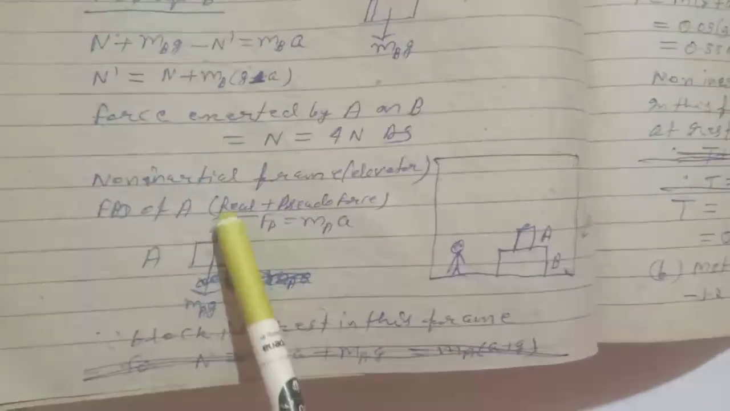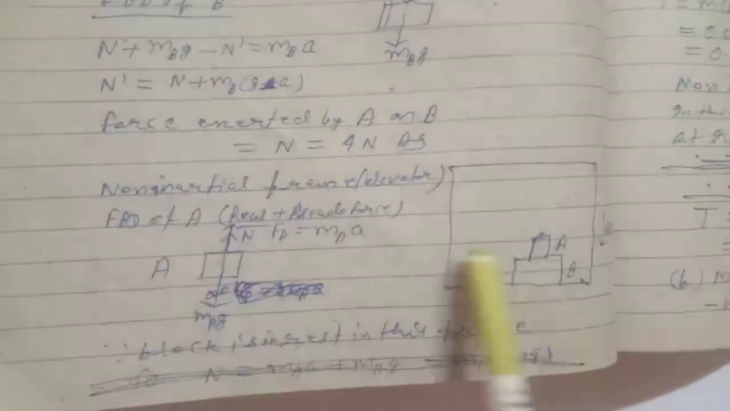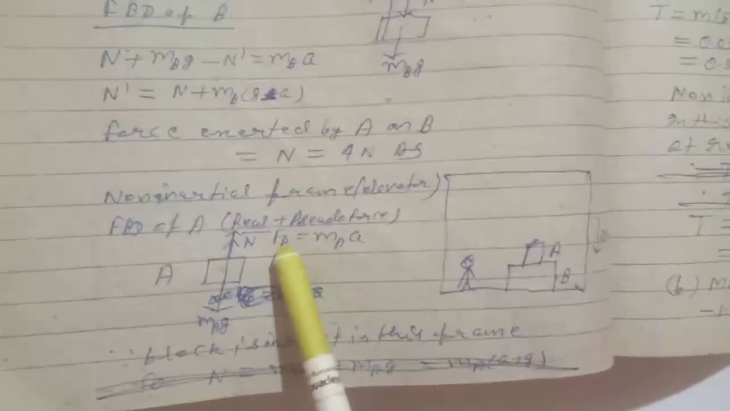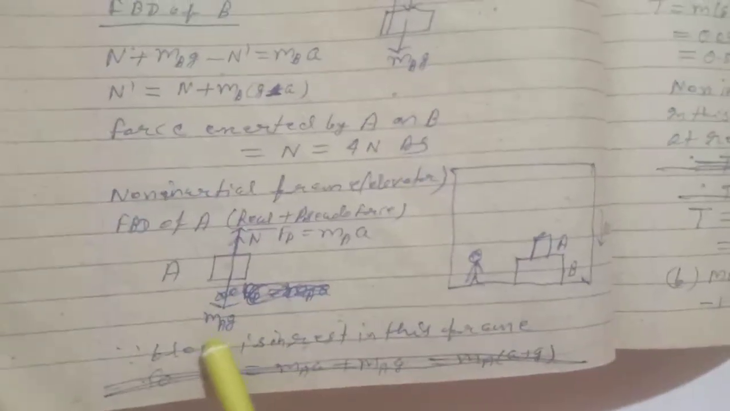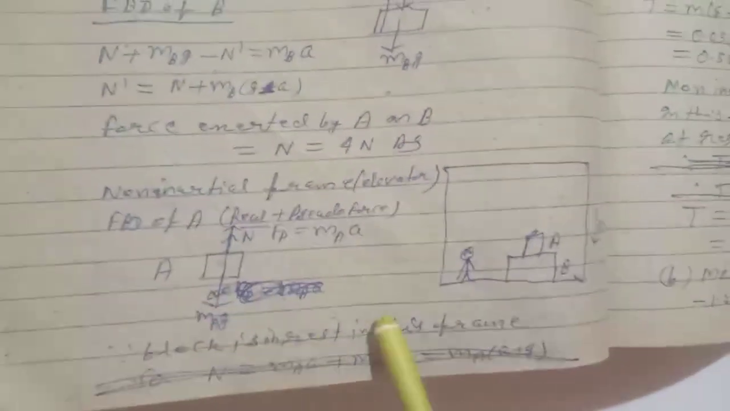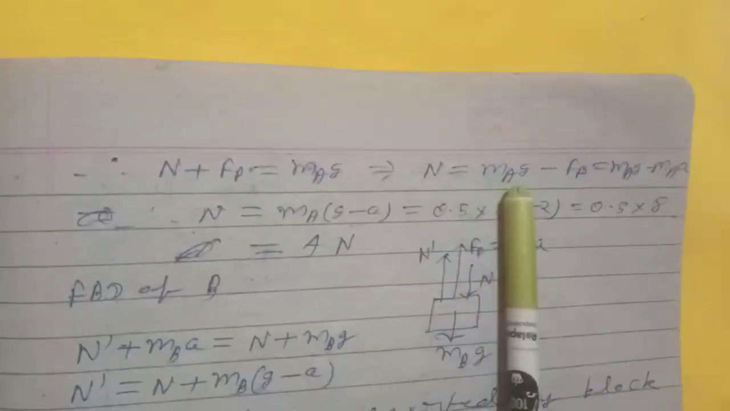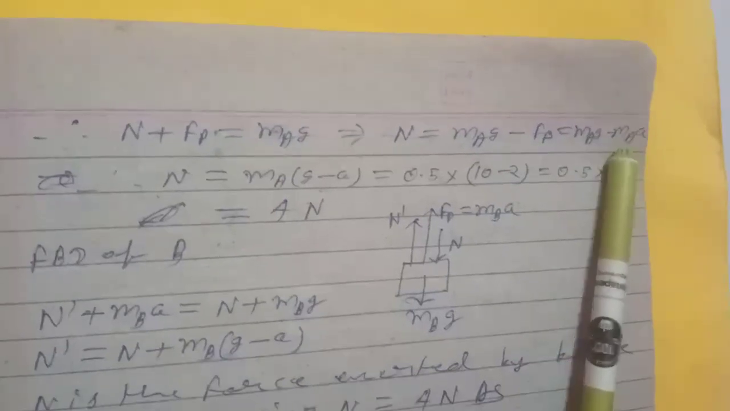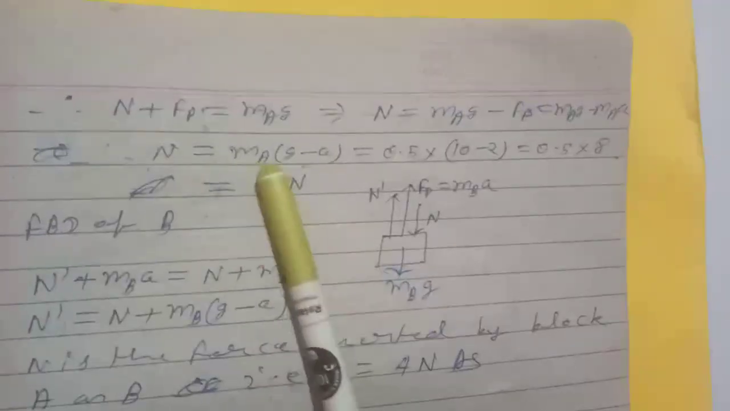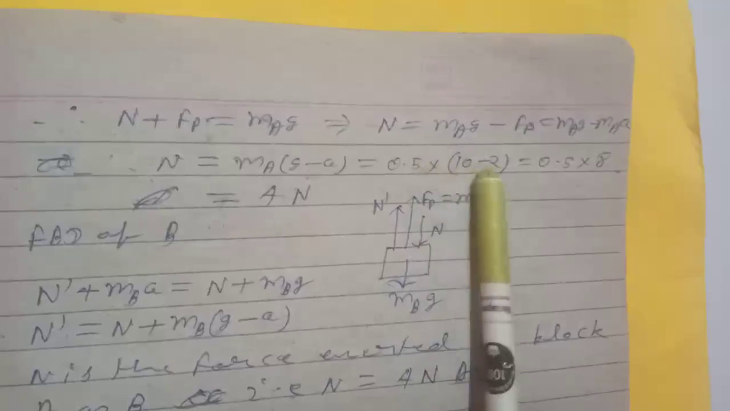So there will be a normal force due to body B, a pseudo force Fp equal to mA into a, and the weight of the body, mA into g. Since the block is at rest in this frame, we can write N plus Fp equals mA into g, or N equals mA into (g minus a), which is 0.5 into (10 minus 2), 0.5 into 8, equal to 4 Newton.